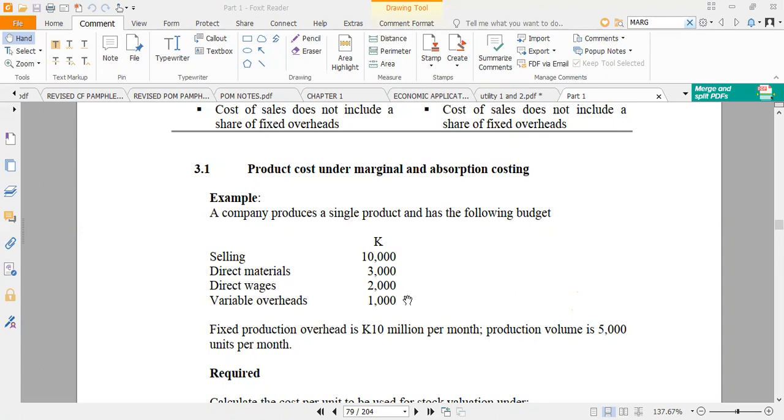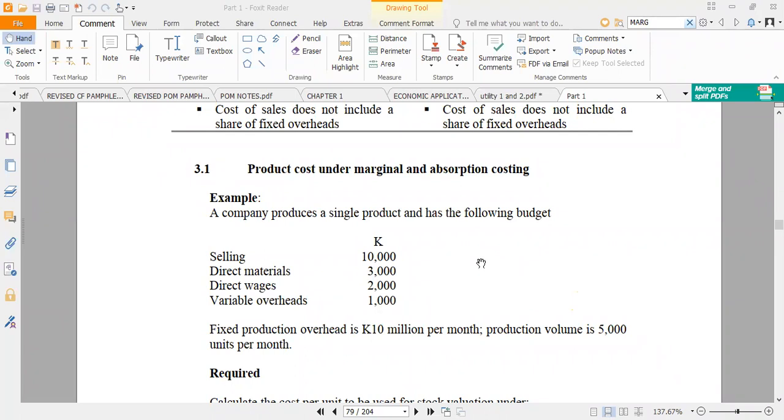We have 3,000 kwacha for materials, and then the labor in producing those units. We're producing one unit, a single product, all right? So labor is 2,000. Then variable overheads is 1,000. So the total variable cost involved in production is actually 6,000. So this is what it means by a variable cost.